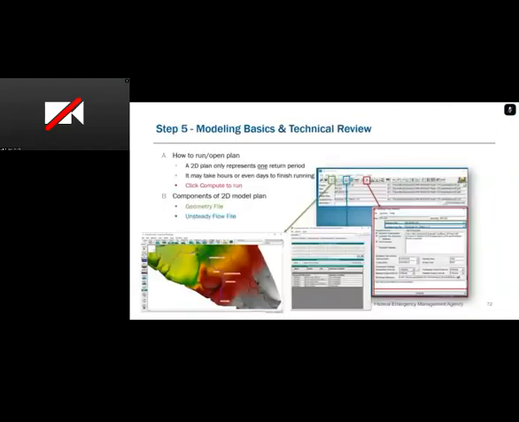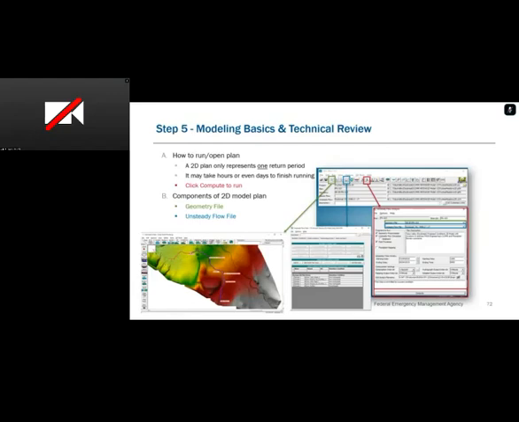All right, so now we will really get into step 5, which is going to be all about that model and how to review that model. So the first thing I really want to mention here is just make sure that whatever software version you're using is the exact same software version that they are using. And that's true for HEC-RAS, Flow2D, or whatever software you might use.